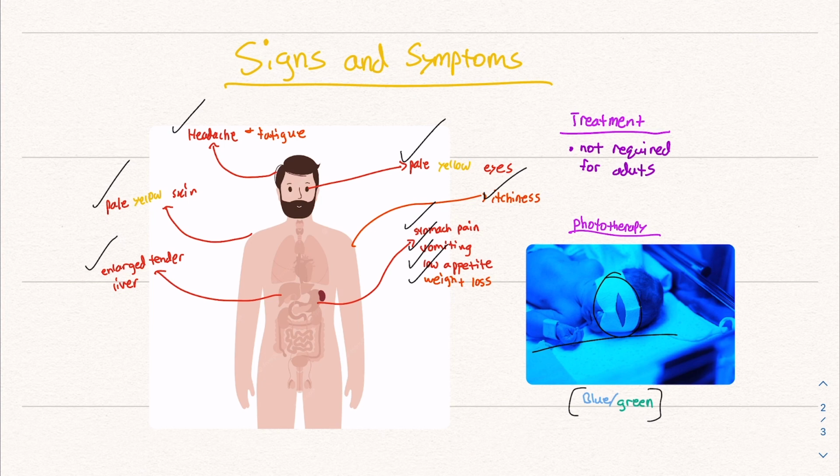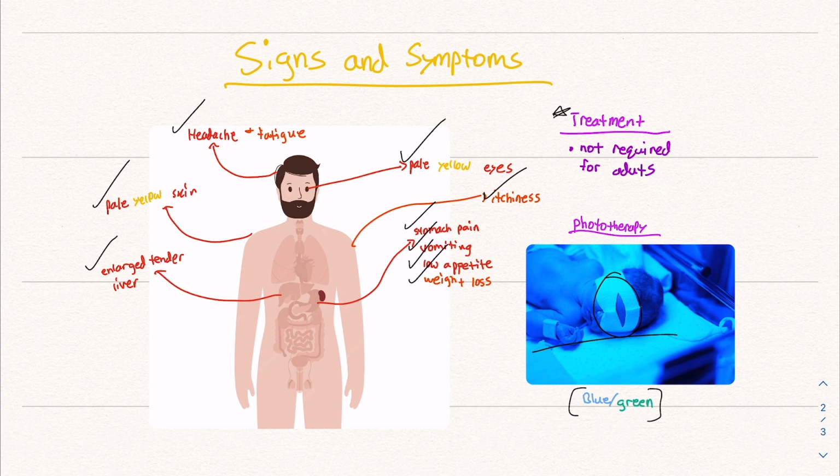So treatment for adults, from what I saw on the Cleveland Clinic website, it is not really required. There's really not much treatment. I'd assume as you treat the issue, the jaundice goes away. I do not know the specifics, but I read that there is not much treatment for adults. Now for babies, on the other hand, this is where it gets interesting.